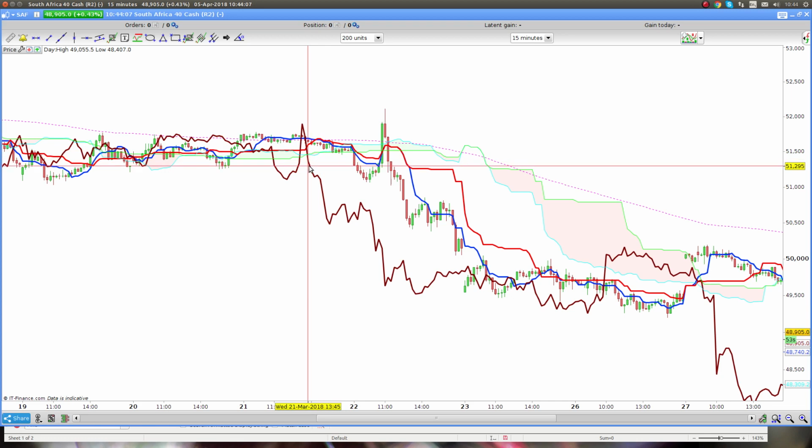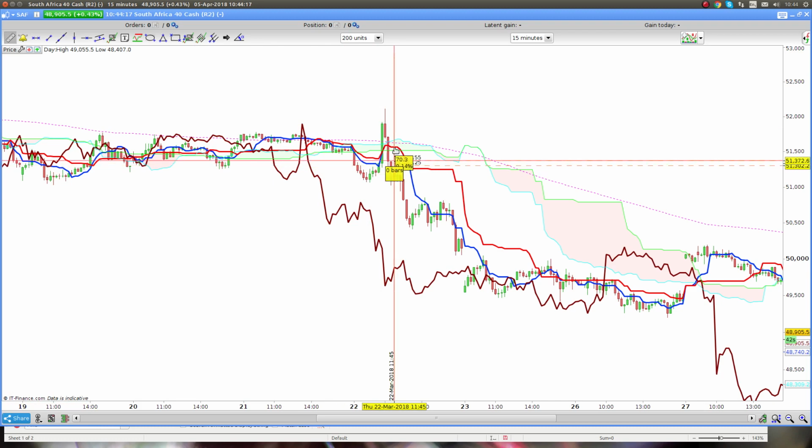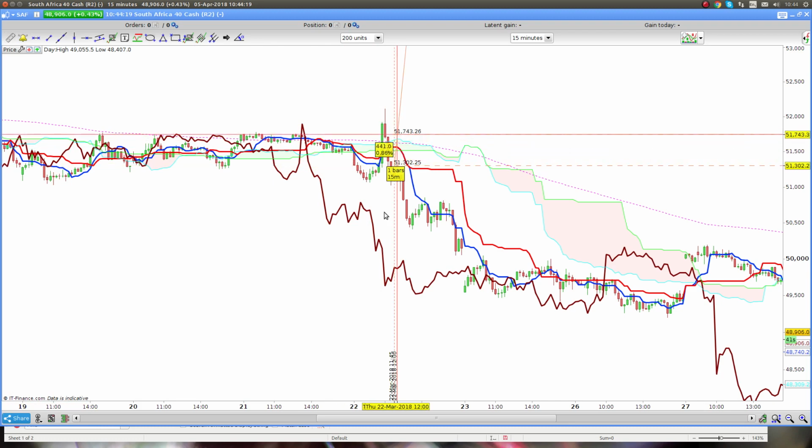So at this point you can see we've broken through the cloud. Everything was below the cloud, extremely bearish signals, you're short. And again, your short entry here, the stop would be above the cloud.